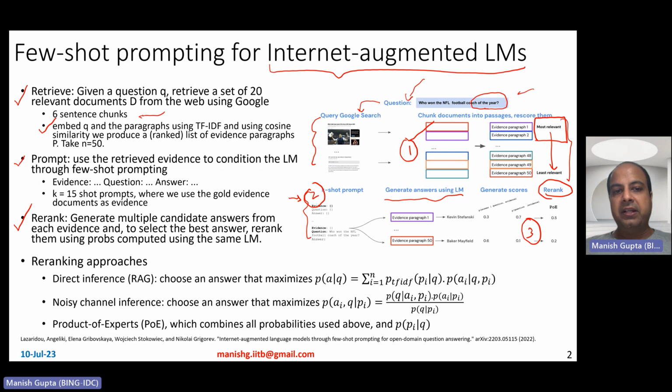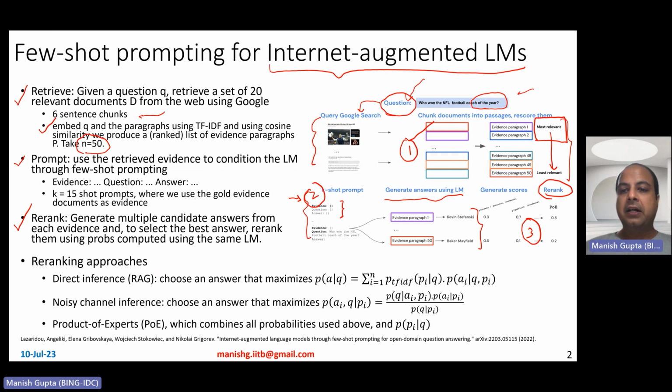So you use these 50 different evidence pieces to condition the language model through few short prompting. Specifically, they use 15 short prompting. So you have 15 evidence question answer triplets, right? For this K-short prompting, they took questions and answers from some of the existing data sets, and they also took evidence from those existing data sets. Okay, so that's how they have built the K-short prompt, a 15 short prompt. And then what they do is to take each of those 50 different evidences and the question so as to obtain multiple answers, right? So multiple answers from the same evidence.